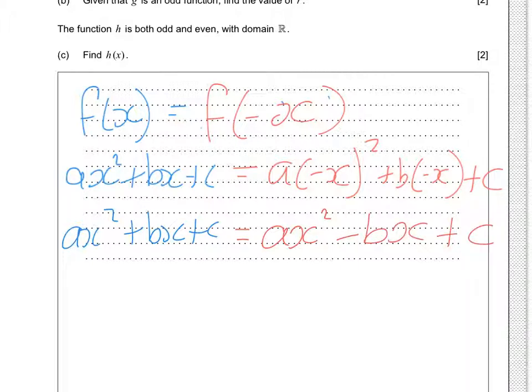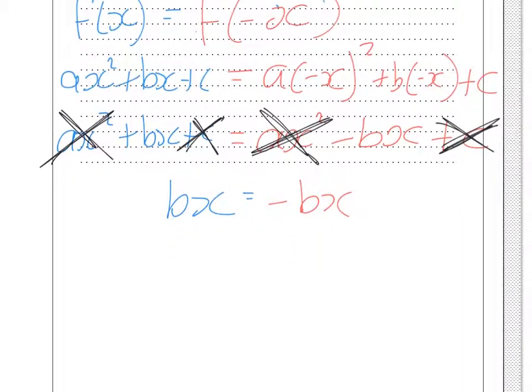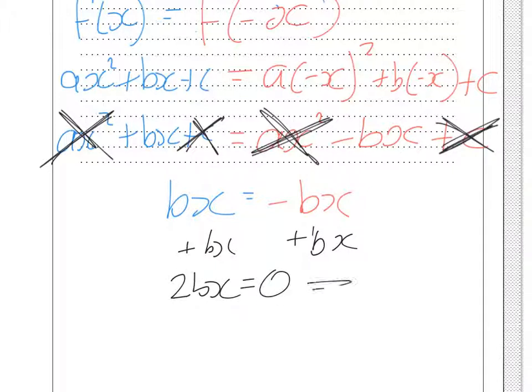And since a lot of these are the same on both sides, we can subtract ax squared from both sides, subtract c from both sides, and we're left with bx equals negative bx. And if you can't see from there that b is supposed to be 0, you can add bx to both sides, and you get 2bx is equal to 0, which means that b is 0.